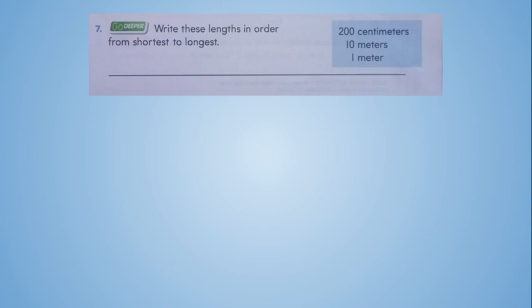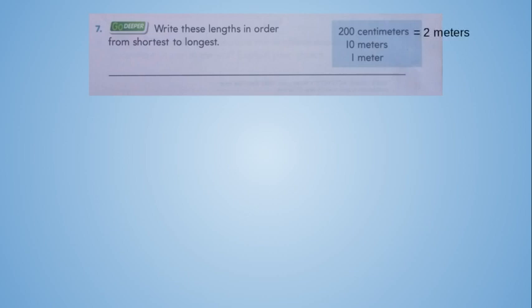All right, let's take a look at our first word problem. This is a go deeper problem. It says we need to write these lengths in order from shortest to longest. Our choices are 200 centimeters, 10 meters, and 1 meter. Well, it's easier to put lengths in order from shortest to longest if they're all using the same measurement. So I'm going to change 200 centimeters to meters. How many meters are equal to 200 centimeters? Well, remember, 100 centimeters is 1 meter, so 200 centimeters is 2 meters.